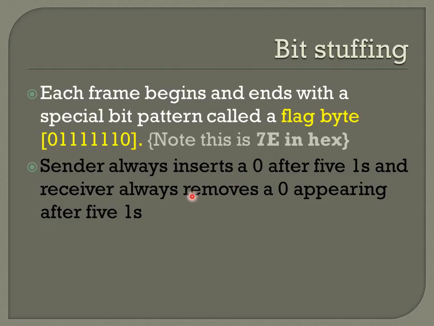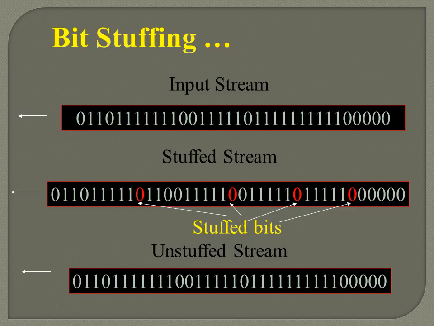So the idea that is used is that the moment you see 5 ones, you insert a 0 after the 5 ones. The sender will always insert a 0 after 5 ones. So the moment it sees a series of 5 ones in the data, it just inserts a 0 after that. And what the receiver will do is remove a 0 which appears after 5 ones. So automatically the stuffed bit which was inserted by the sender is removed by the receiver. So let's take an example of that as well.